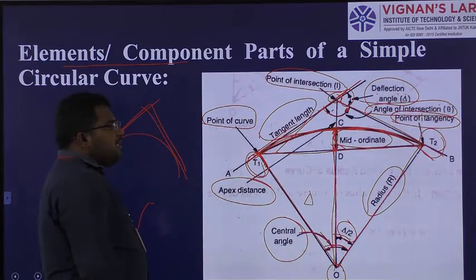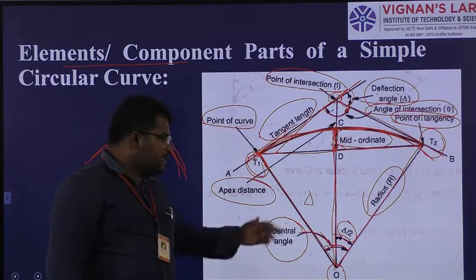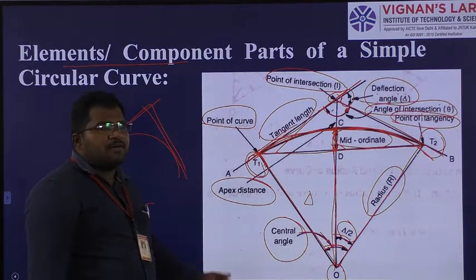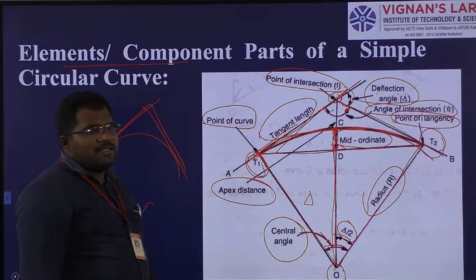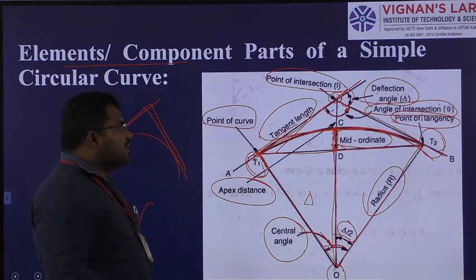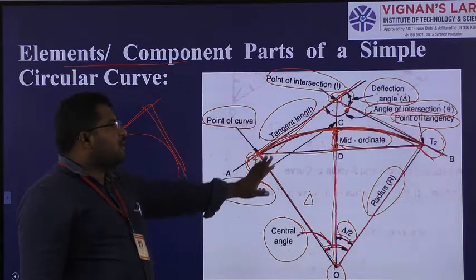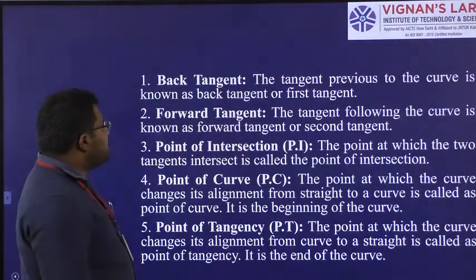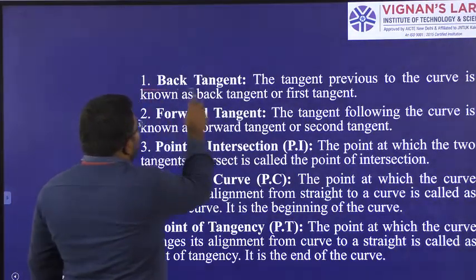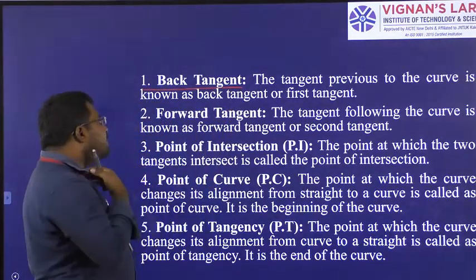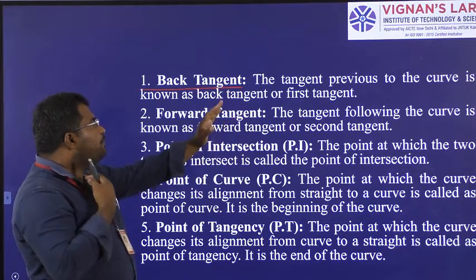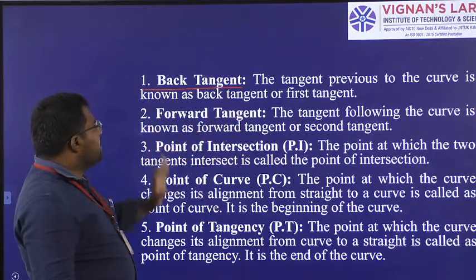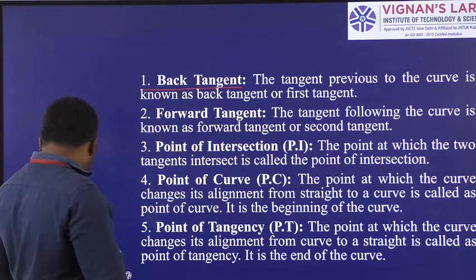Let us see one by one what is meant by central angle, radius of curve, and point of tangency in terms of definitions. Then we are going to derive the formulas for these elements of simple curves. Let us see the first one, back tangent. The tangent previous to the curve is known as the back tangent or first tangent.